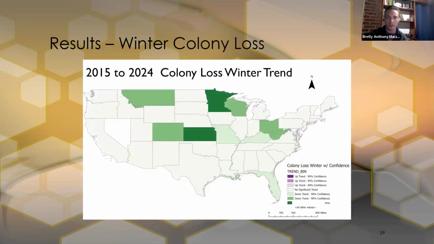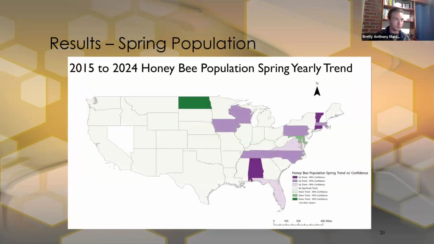So doing the same thing for colony loss. Colony loss trends in the winter do not display too big of a difference from what we saw for the annual one. But we can obviously see that everything's on a downward trend that does come out with significance, which is interesting to see. Alabama and Georgia do not express any specific trend up or down compared to the previous maps. So that's the takeaway from that one.